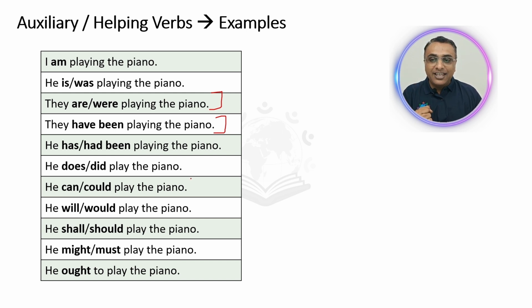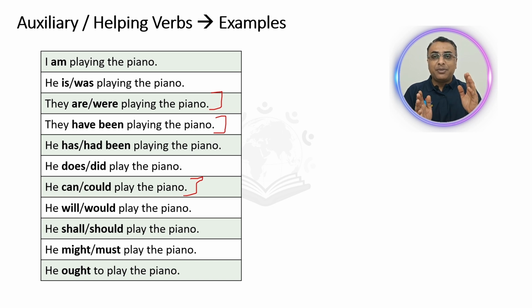Next, he can play the piano. He can play the piano, present tense. He could play the piano. It is in future tense or it could be in past tense. For example, if you construct a lengthy sentence, here I've constructed a small sentence so that I can demonstrate and show you. He can play the piano if he practices it every day.